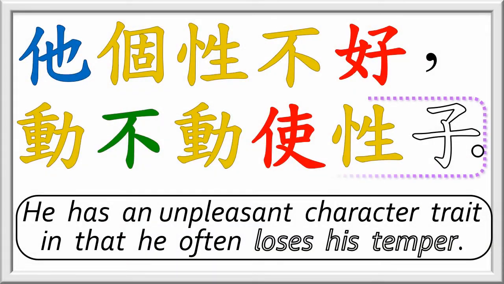使性子 means to be temperamental, literally causing one's unbridled nature to show through. 他的个性不好, 动不动使性子. He has an unpleasant character trait in that he often loses his temper. Notice the useful phrase 动不动, which means to be apt to do something at the drop of a hat, suddenly and without reason. Literally, provoked or unprovoked.